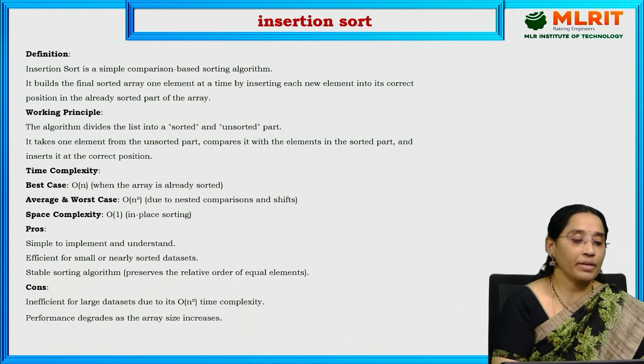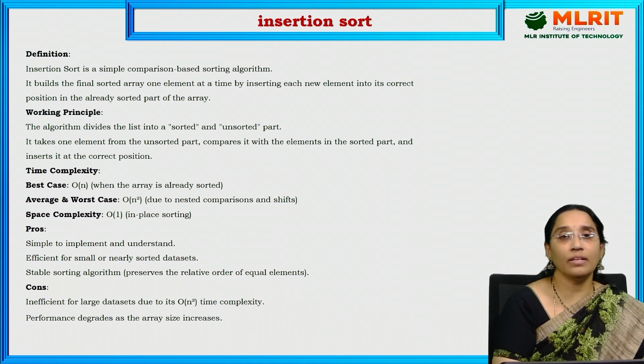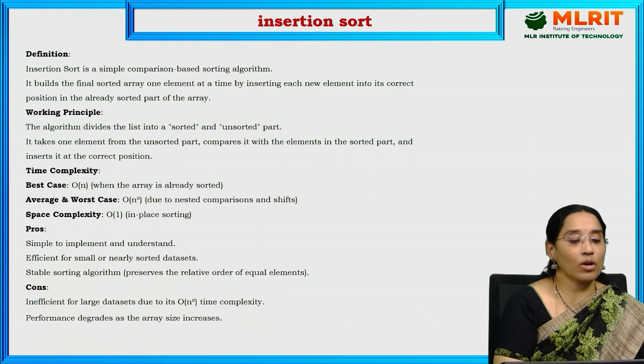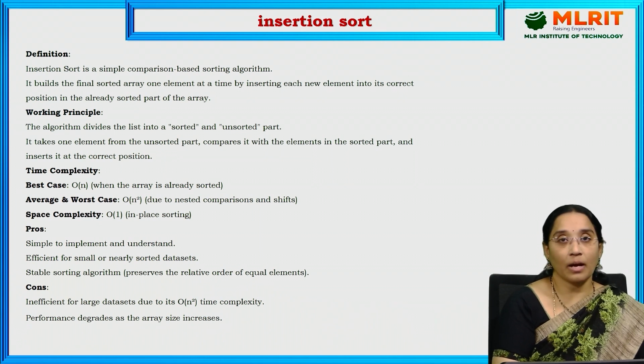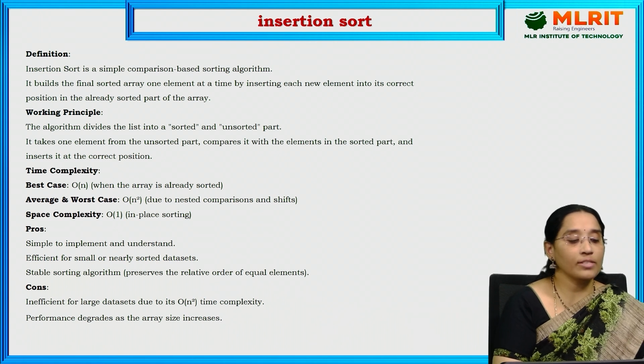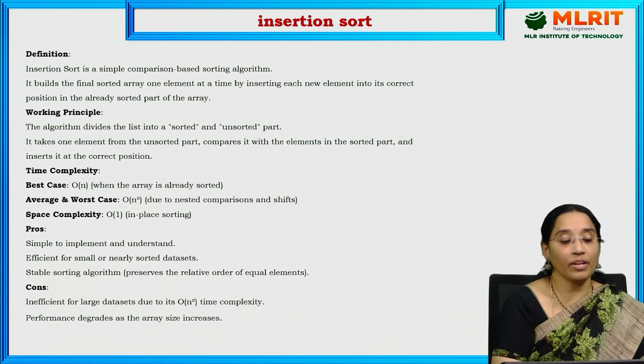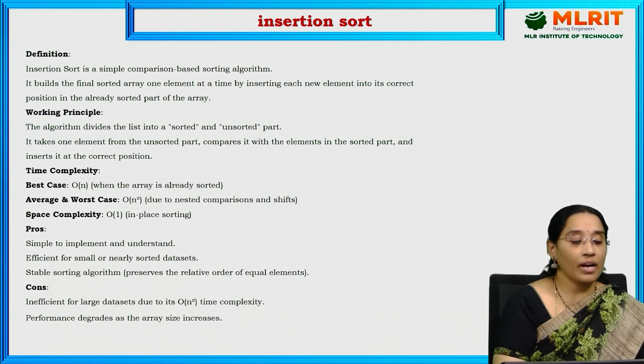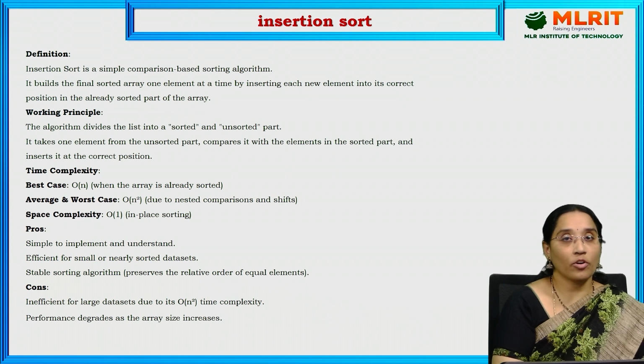The working principle of the insertion sort technique is that it divides the list into two categories: one is the sorted list and the other is the unsorted list. It takes one element from the unsorted part and compares it with the sorted part. The time complexity of insertion sort, for the best case, is order of n when the array is already sorted, and in the average and worst case it is order of n square.